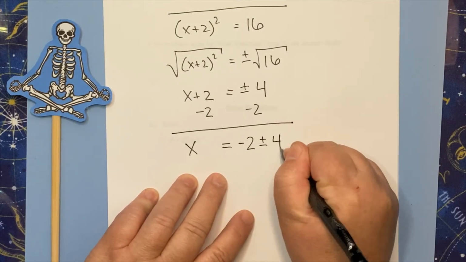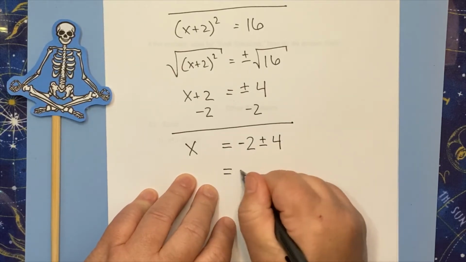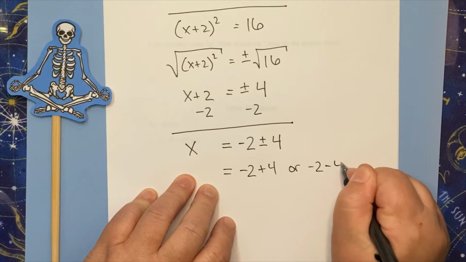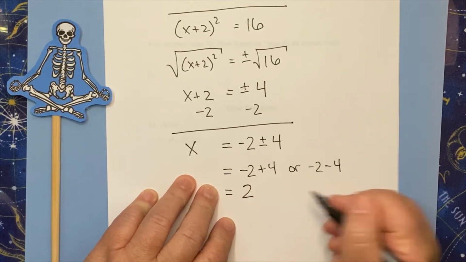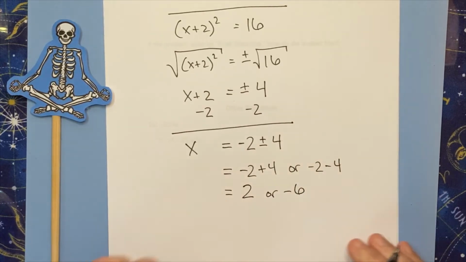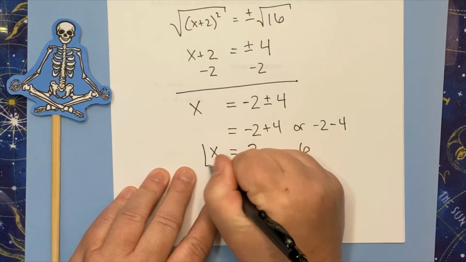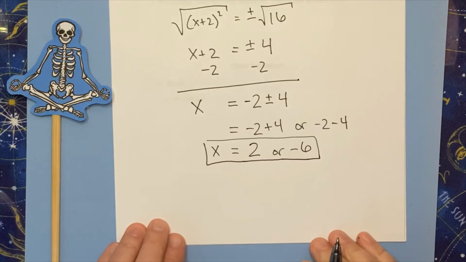Put your plus or minus in the middle where it can't hurt anyone. And then we've got negative 2 plus 4 or negative 2 minus 4. So then negative 2 plus 4 is 2, or negative 2 minus 4 is negative 6. Okay, woohoo! We got 2 answers. 2 or negative 6. If you feel like putting them in order, write the negative 6 first.